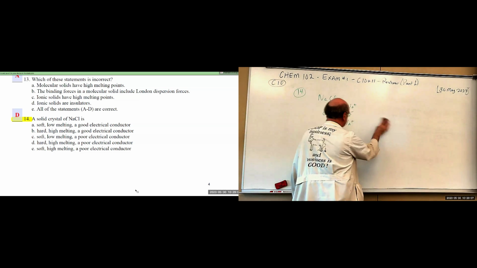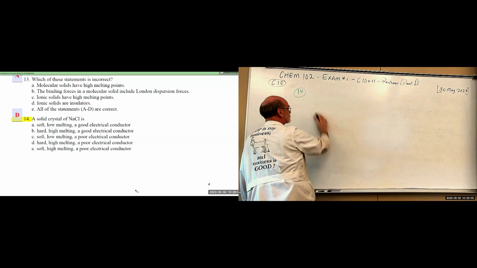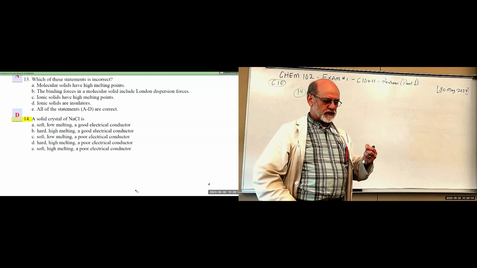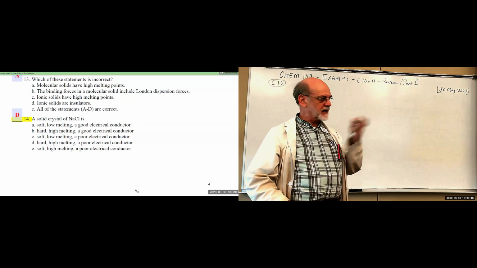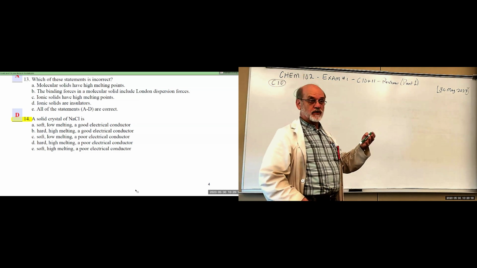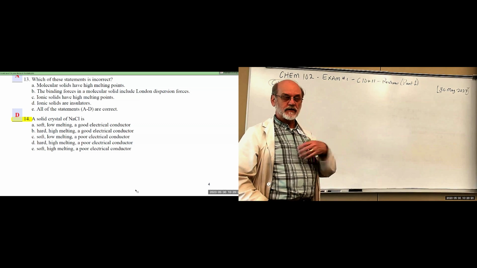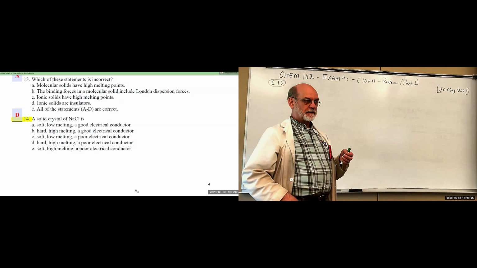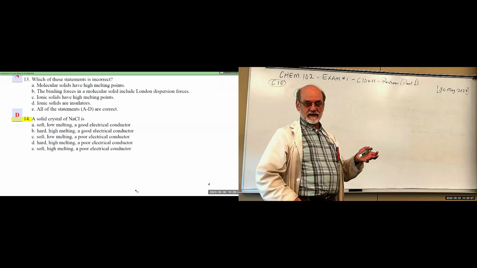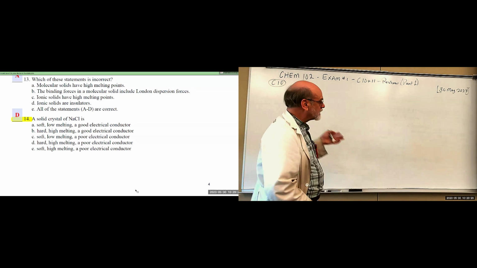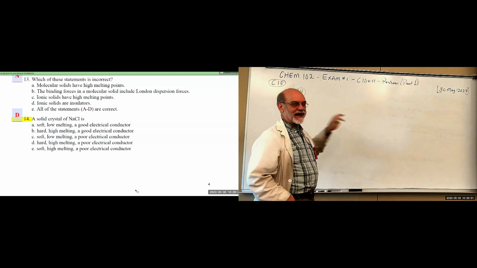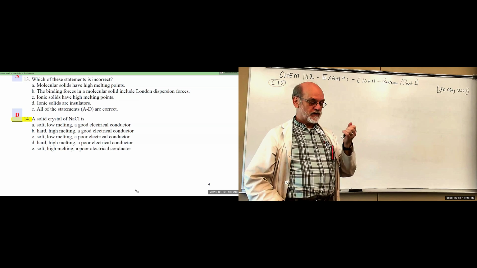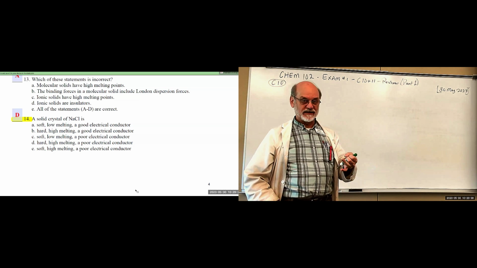But to answer this question, in order to conduct electricity, you need mobile charges of some kind. Electrons in a metal, like copper metal, can move. Or if you have mobile ions some other way. But if they're locked into a crystal structure, they cannot move. That means sodium chloride is an insulator. It's both an electrical insulator and a thermal insulator.